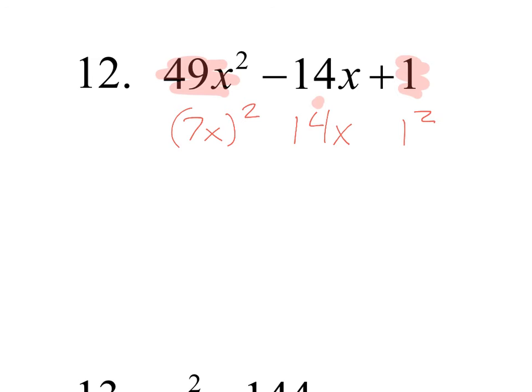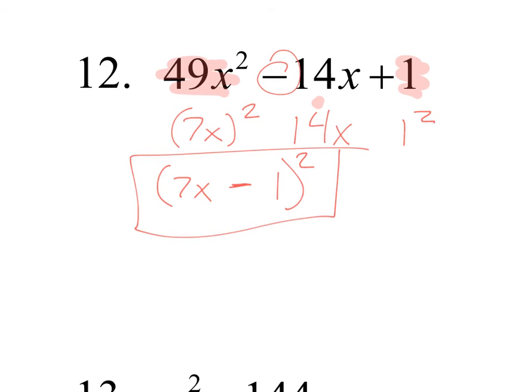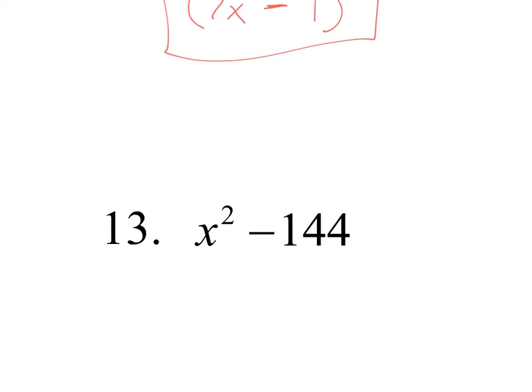This means this is a perfect square trinomial. So I've got 7x and the 1, and then a squared. Now, because this is a minus, I know they're both minus. It's all minus. So that would be my final answer. You could factor it the other way and get the answer as well.